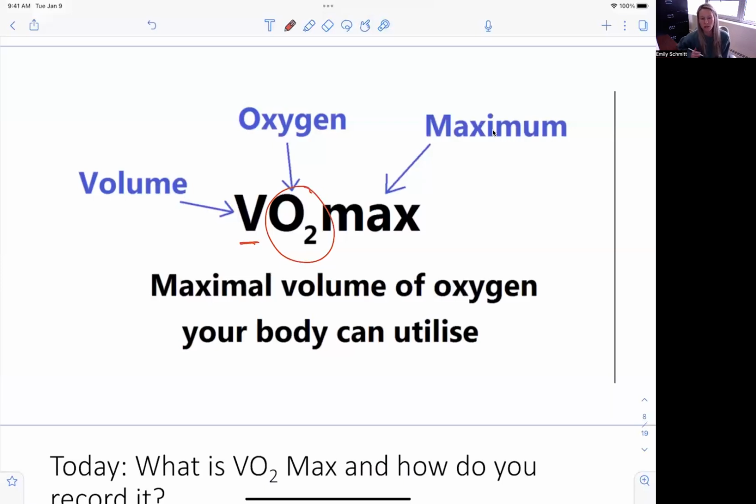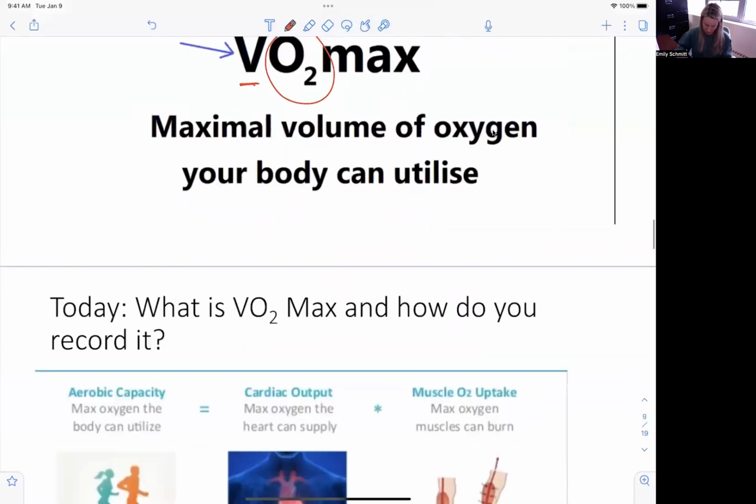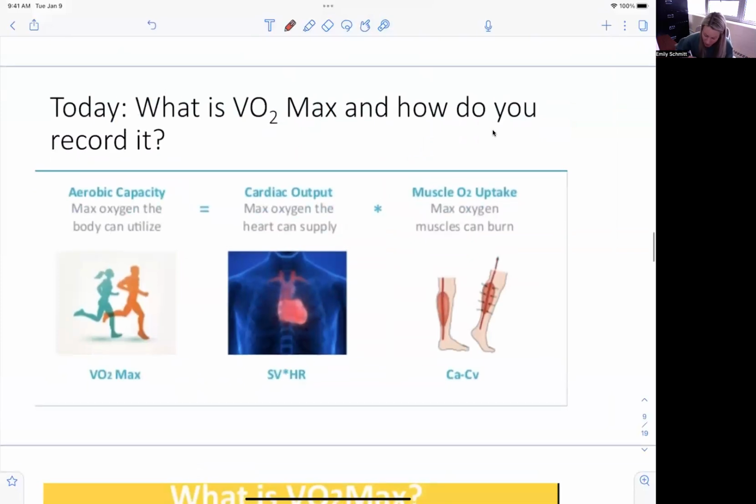And so this is just a really great tool, again, like the DEXA looking at body composition, to do a VO2 max maybe pre or post an exercise training plan so you can see how much you've improved, how much better your body is at utilizing oxygen to fuel skeletal muscle work to get you through that certain activity. So what is VO2 max and how do we record it?